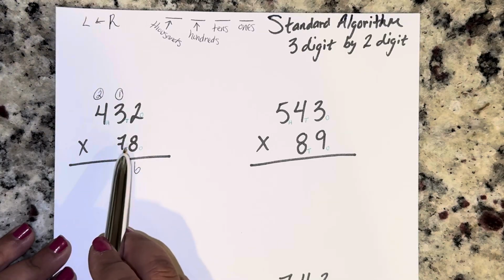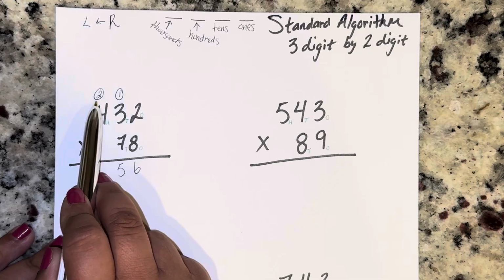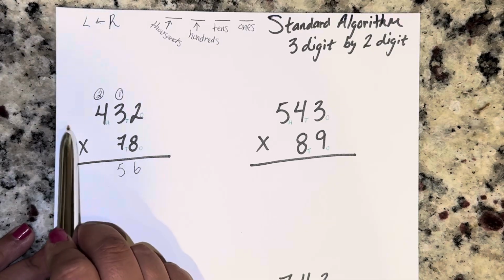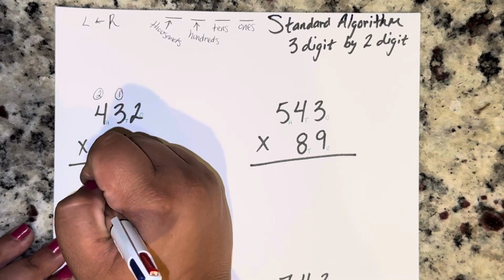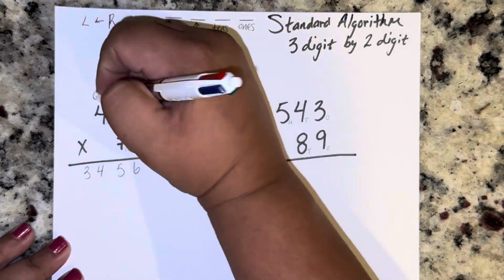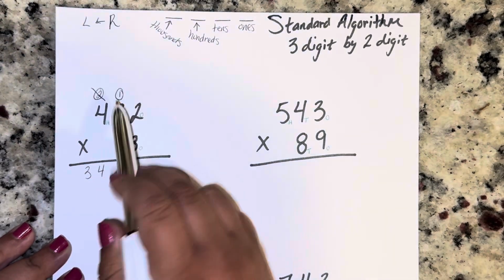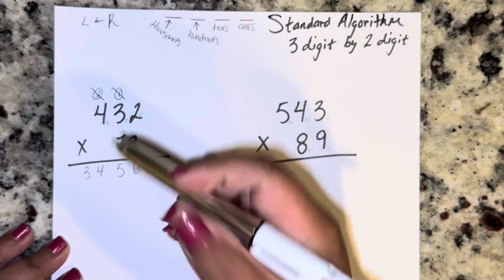Now we do 8 times 4 is 32 plus 2 is 34. I do not have anything further to multiply here, so I'm just going to bring it down. So we have 34. Okay, now I'm done with my 2. I can mark that out. I'm done with my 1. I can mark it out. I'm also done with my 8. I can mark it out.